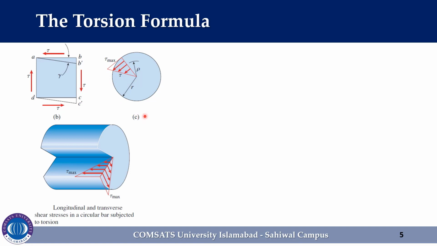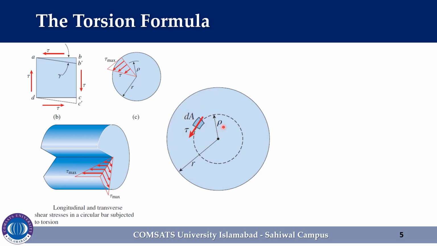To determine this resultant, we consider an element of area dA located at radial distance ρ from the axis of the bar. The shear force acting on this element is equal to tau dA, where tau is the shear stress at radius ρ. The moment of this force about the axis of the bar is equal to the force times its distance from the center, or we can express it as tau ρ dA.